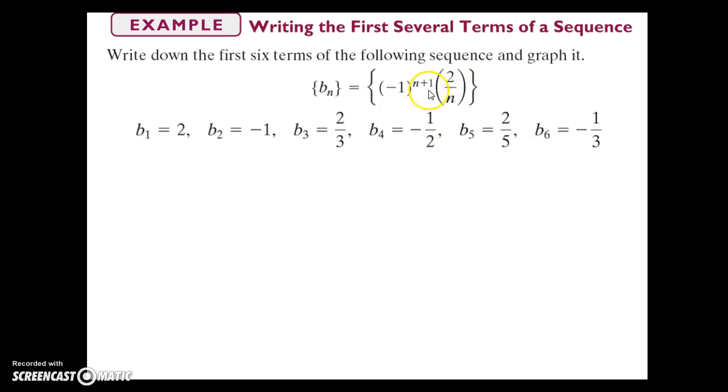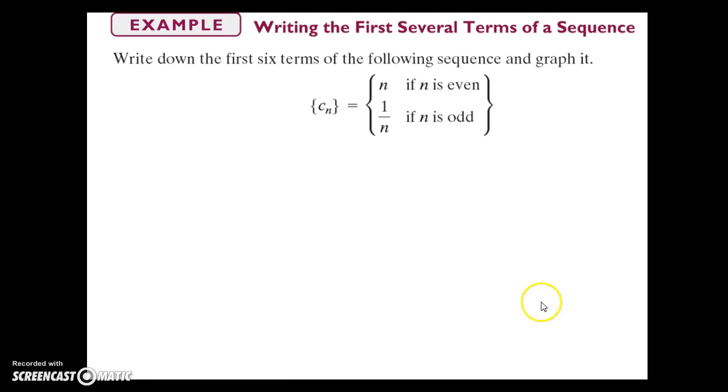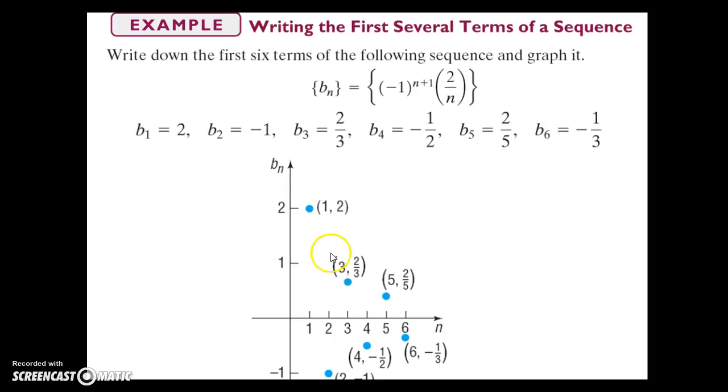And notice how it alternates: positive, negative, positive, negative, positive, negative. Anytime you see alternating signs in a sequence, you've got this -1 to the n plus 1 as a component. And here's our graph again. Notice the first term, the second, the third, the fourth, the fifth, the sixth. See how they alternate from being positive to negative across the x-axis. Notice how they're all converging on the x-axis. They're getting closer and closer because these fractions are getting smaller.